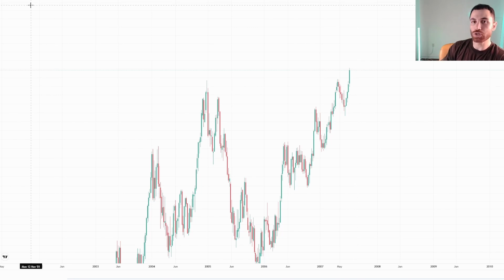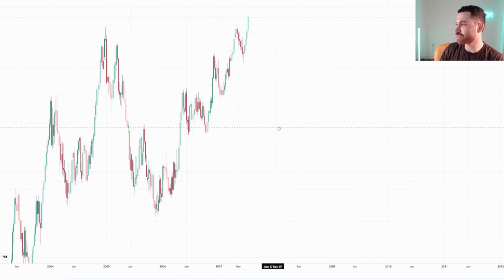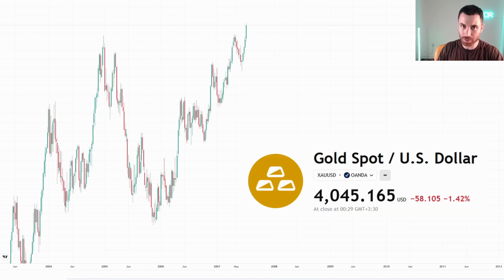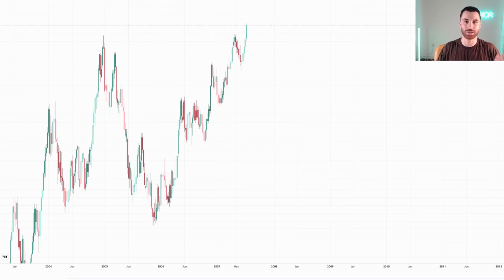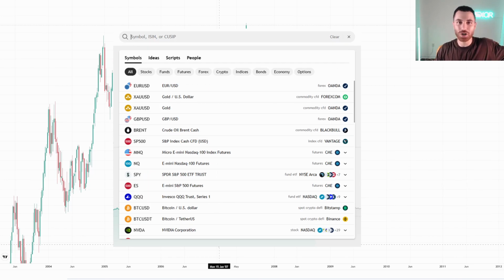I'm starting with the weekly time frame. We don't actually use it regularly. You just look at the weekly time frame when you're trying a new symbol. Currently looking at EURUSD. This is my symbol. Maybe you look at gold, XAUUSD, or I don't know what you're trading. Maybe you're looking at Tesla or whatever. These are all called symbols.